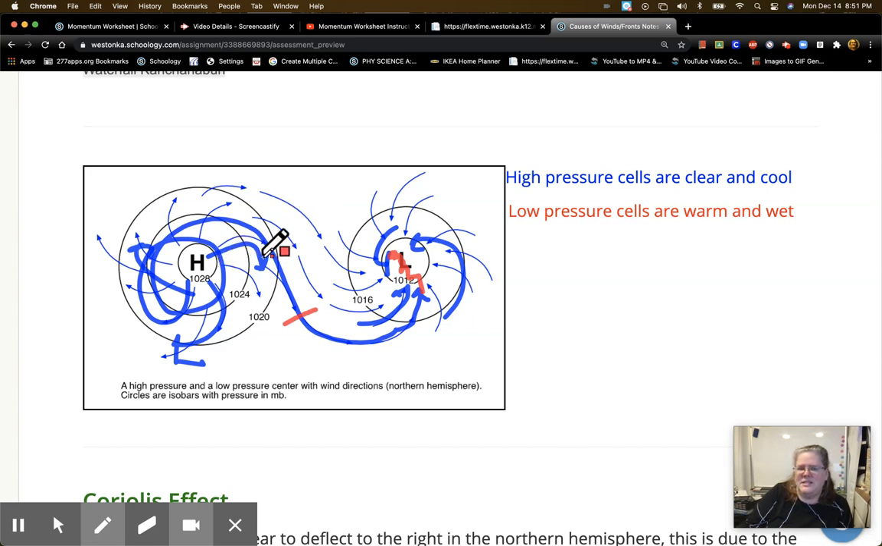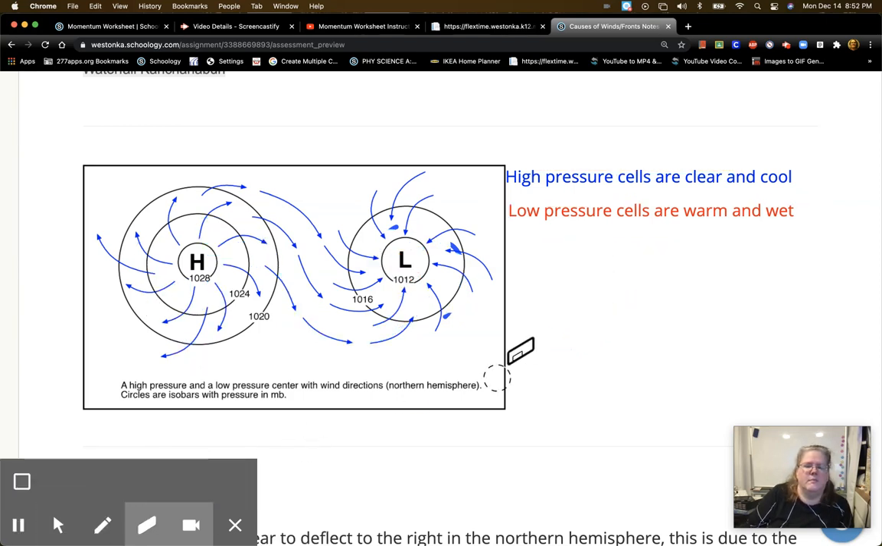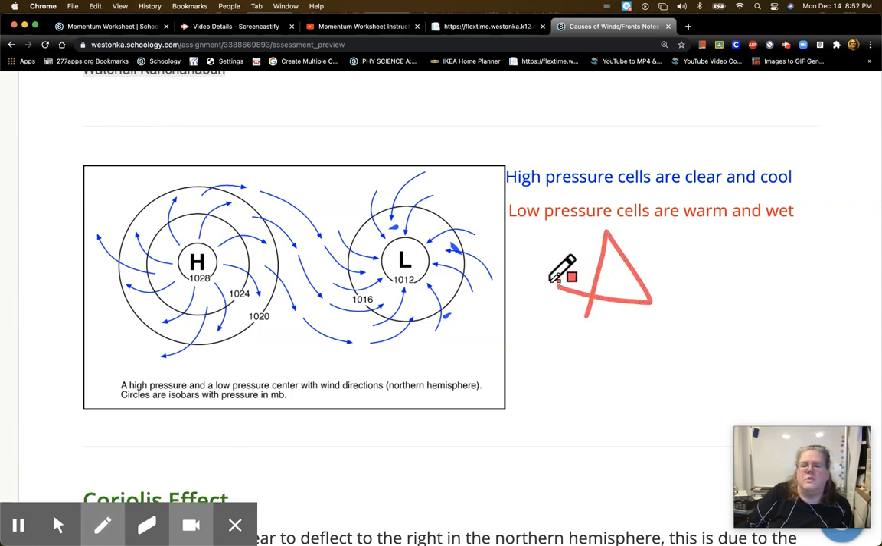So it's interesting that high pressure to low pressure is a big deal. High pressure cells are clear and cold. This is a test question. High pressure cells are clear and cold. Low pressure cells are warm and wet. Really good test questions. Big star. Need to know it. So, big star point. This you need to know.